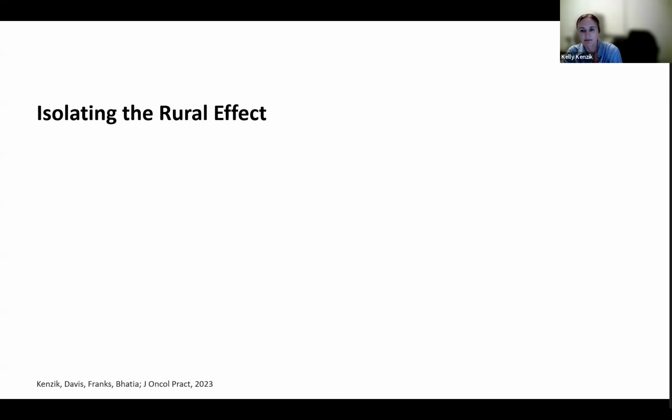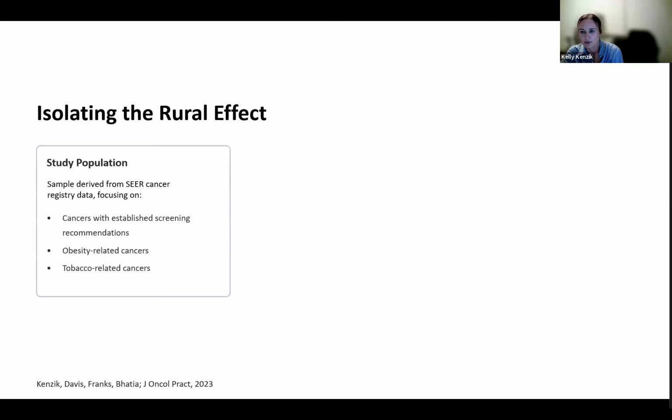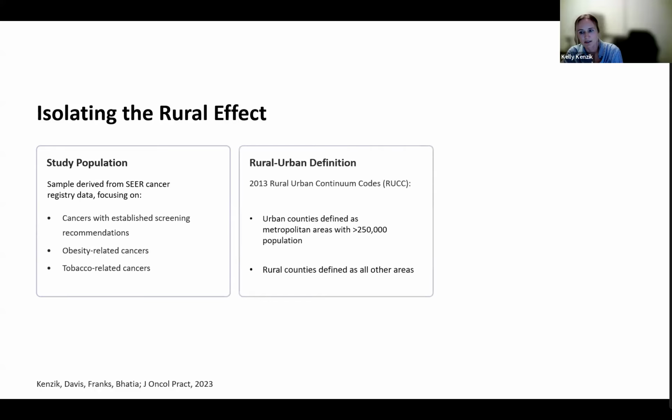All right, so the next step to this was then to actually try to isolate the rural effect. So how much of all of these mortality disparities are actually due to the rural designation versus the other contextual factors that I mentioned? So to do this, we use the same exact SEER population that we pulled from before. And in this case, we use the same three groupings. We elected to use the RUCC as our rural designation and the established cut points to allow for comparability. So we did not move any cut points on this.